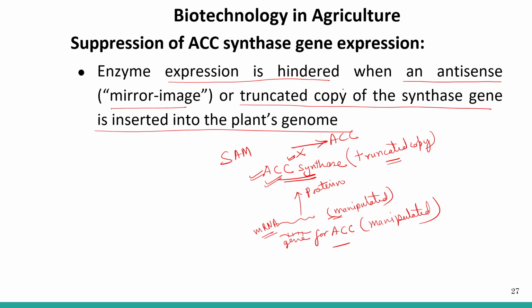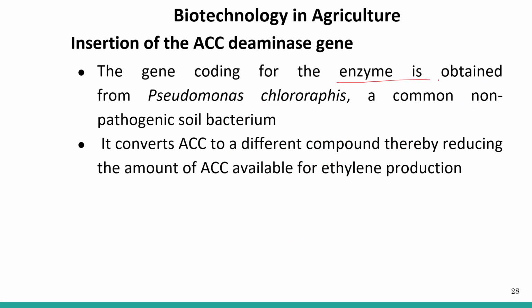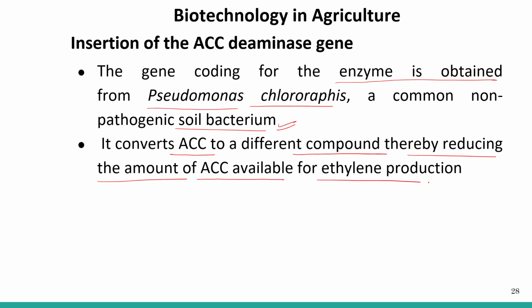So the enzyme expression is hindered when an antisense or the truncated copy of the synthase gene is inserted into the plant's genome. So by gene manipulation, by the biotechnology technique, we are manipulating the gene of ACC, right? The gene coding for the enzyme is obtained from Pseudomonas chlororaphis, a common non-pathogenic soil bacterium. Okay, so we are taking this particular organism to take out a gene. Now it converts ACC to a different compound, thereby reducing the amount of ACC available for ethylene production.